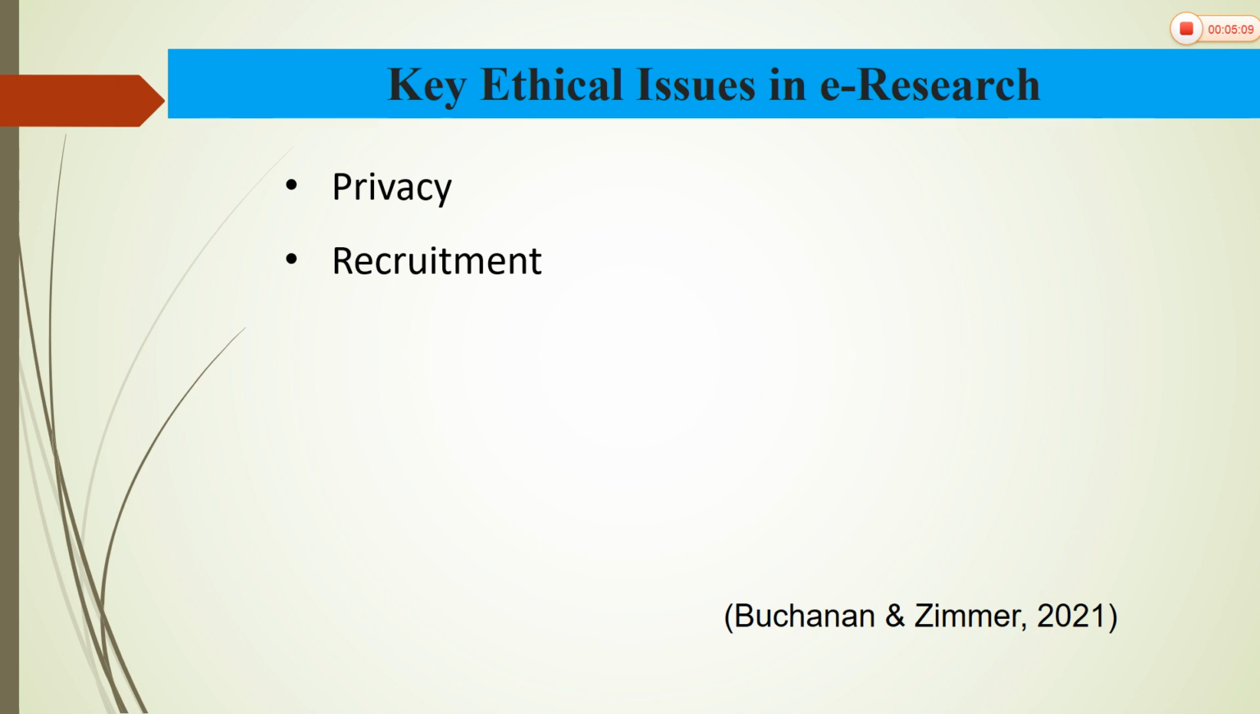The second one is recruitment. Participant recruitment can be done in a variety of ways depending on the type of e-research going to be done. The study population of participants are chosen for specific reasons as with any type of research. The third one is informed consent. Researchers should take consent from participants.